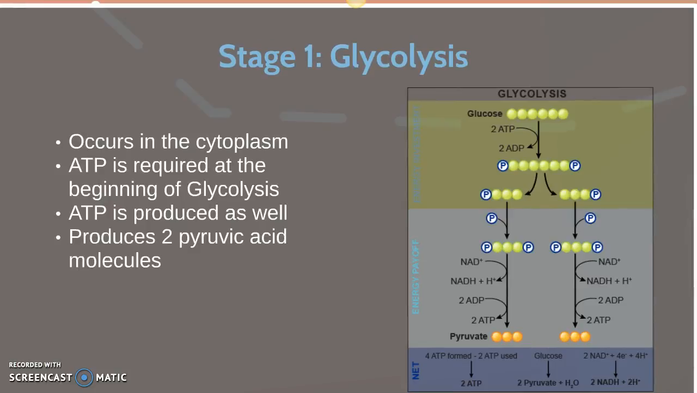So stage 1, glycolysis. This occurs in the cytoplasm. ATP is required at the very beginning of glycolysis, which you can see in the diagram on the right. ATP is produced as well, and this produces 2 pyruvic acid molecules. So ATP is produced, but it's not enough to sustain the cells to function properly and do their daily tasks. It's very minimal energy in order to get into the next stage.